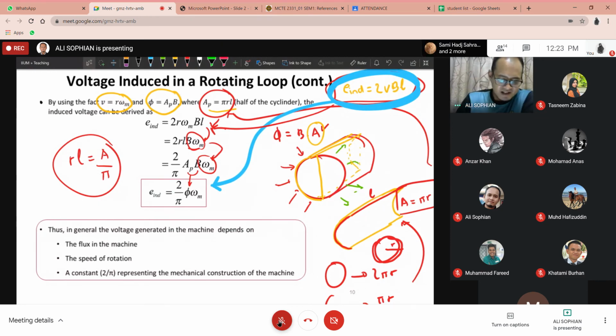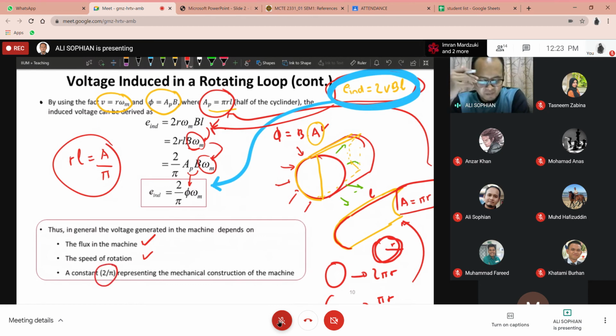So what we can read from the box: in general, the voltage generated in the machine depends on the flux in the machine, and then the speed of rotation omega, and finally a constant representing the mechanical construction of the machine. In this case, it is 2 over pi.